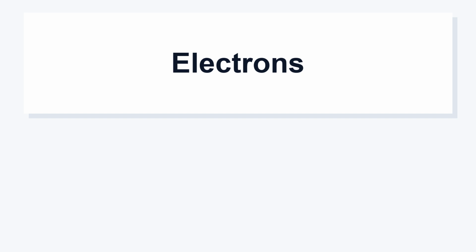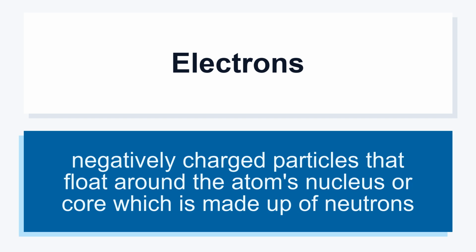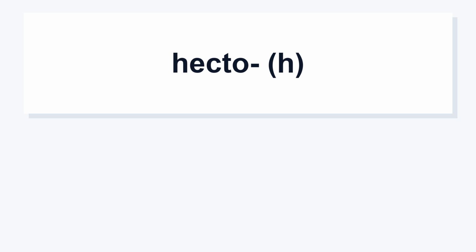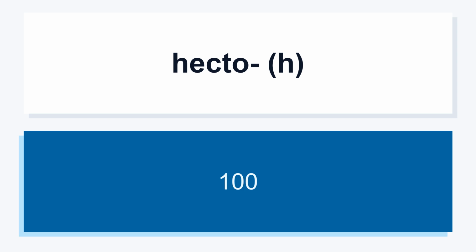Electrons: negatively charged particles that float around the atom's nucleus, or core, which is made up of protons and neutrons. Hecto, h: 100.